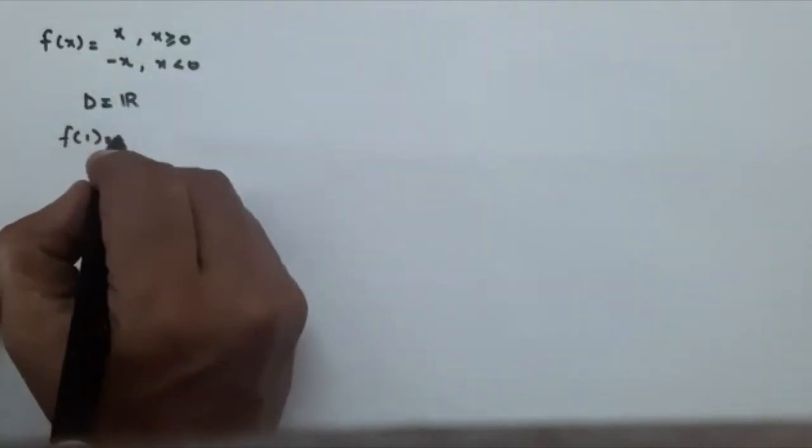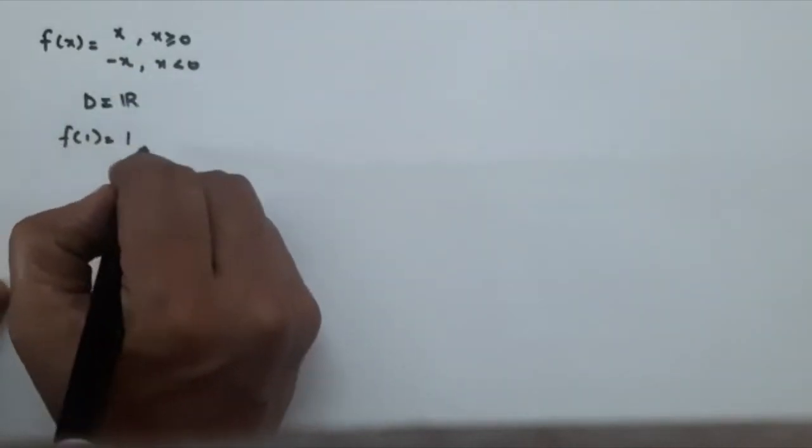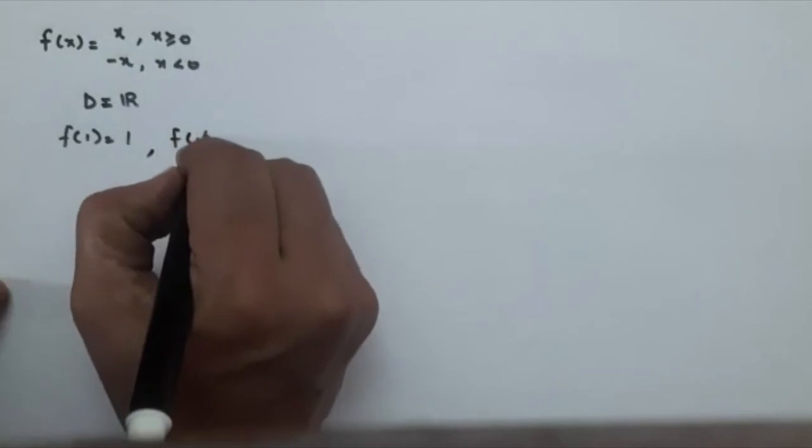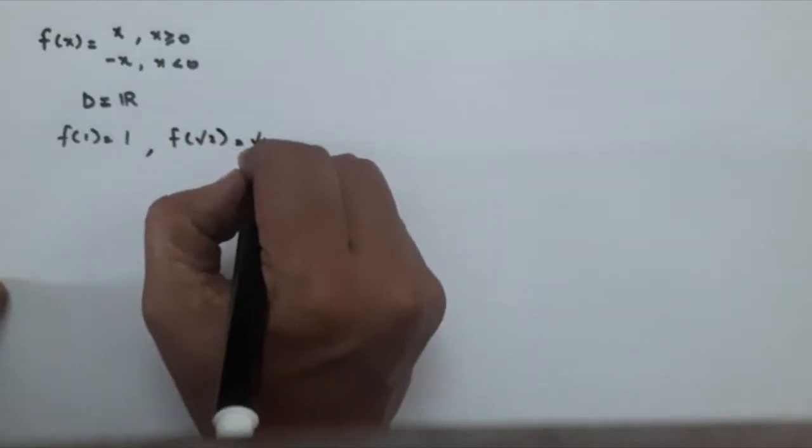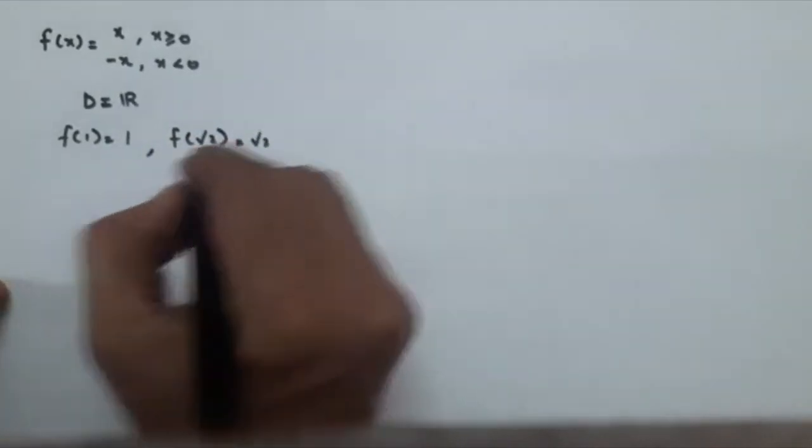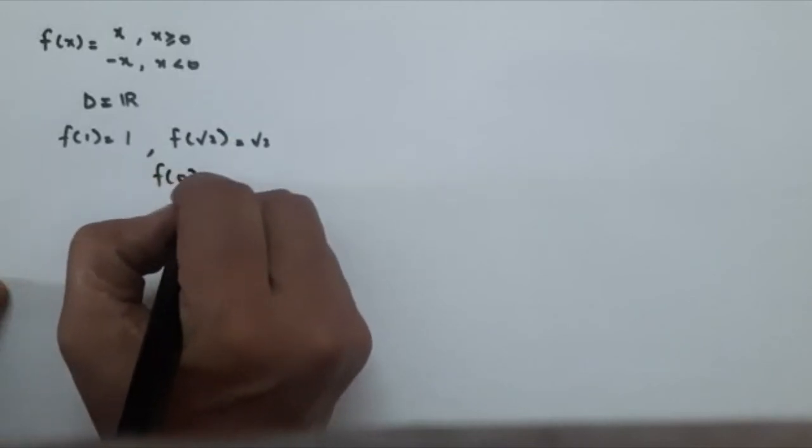Therefore, what about f of 1? F of 1 equal to 1. Similarly, what is f of root 2? Equal to root 2 if you take the positive value. What is f of 0? It is equal to 0.